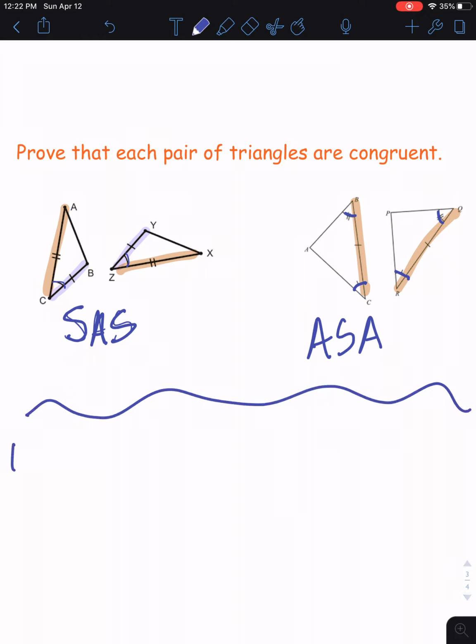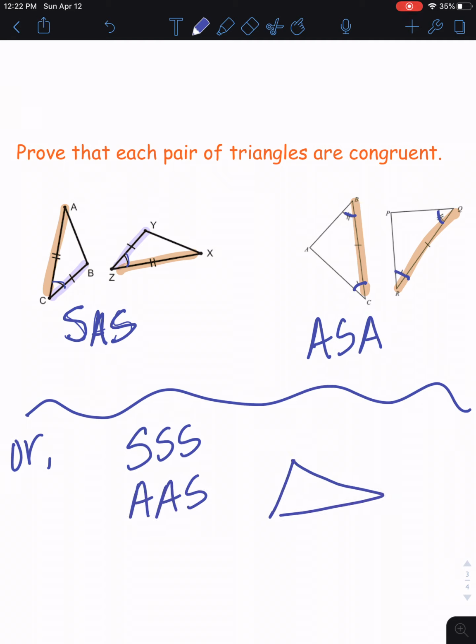Other forms of shortcuts that I can use to prove triangles are congruent would be side, side, side. So I see 3 pairs of congruent sides. Or angle, angle, side, where the angle given and the side is on the outside of that 2 pairs of congruent angles. Remember, side, side, angle does not prove congruent triangles.